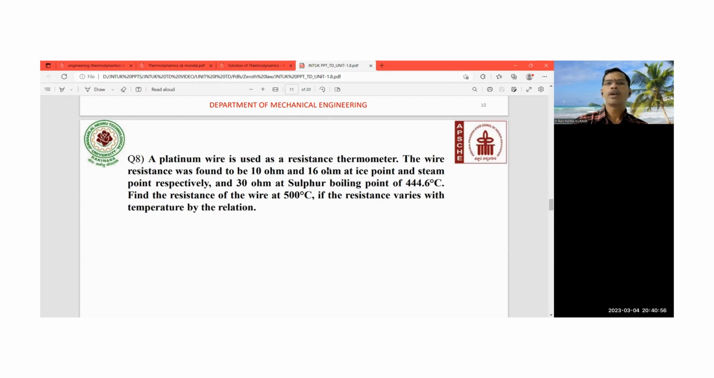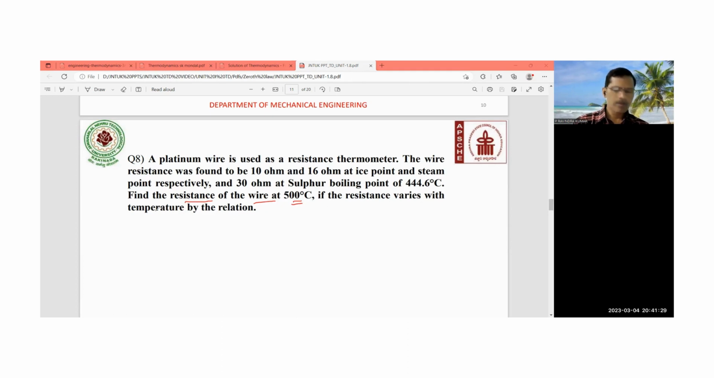Observe this one, the platinum resistance. At the start of this eighth video lecture, I have given one relation, that is a resistance thermometer. You just go through the first or second slide of this eighth video content, and the sulfur boiling point is given as 444.6 degrees centigrade. Find the resistance of the wire at 500 degrees centigrade, if the resistance varies with the temperature by the relation.